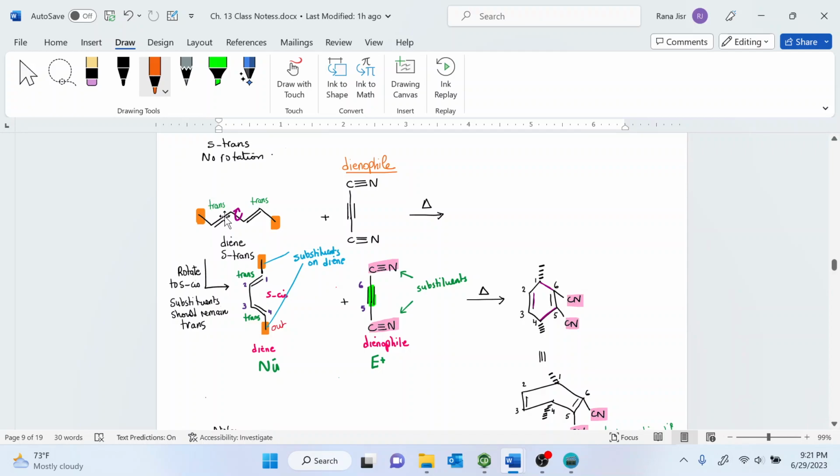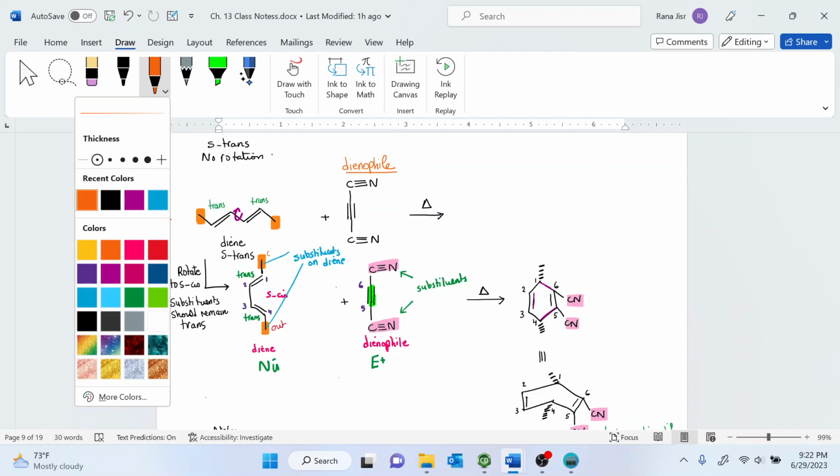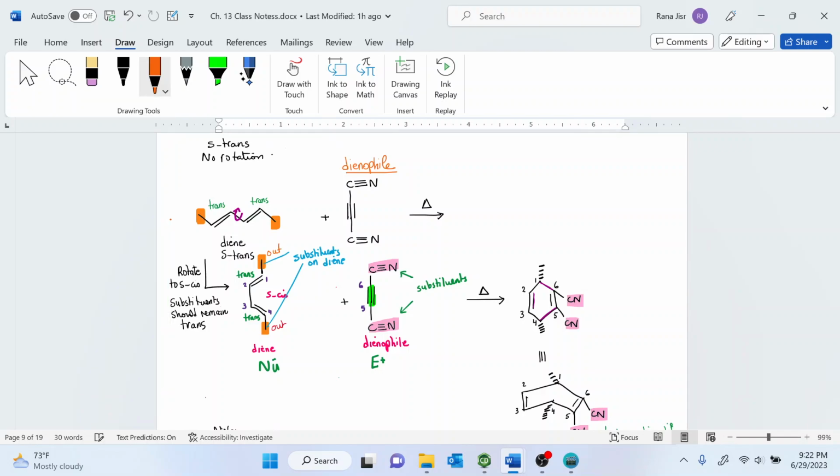And I'm going to rotate this double bond in here and make it S-cis with respect to the other double bond. This is also going to force the CH3 in here to be pointed away from the diene. So both of these CH3s are going to be pointed out. So this one is out and this one is out. Okay, both of those are out. Still this is going to be my nucleophile, this is going to be my electrophile in there.